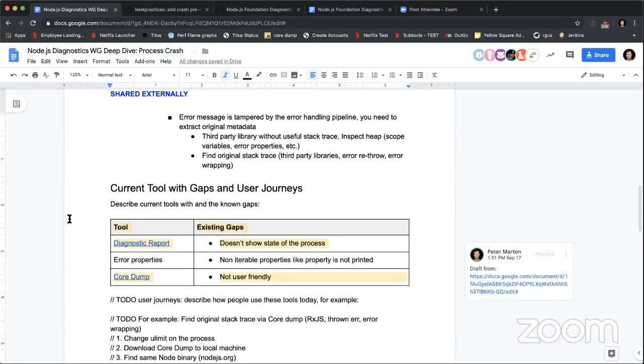Again, I was mainly working from what was in my head. At Netflix, we use core dumps heavily, meaning we are running our process with abort on uncaught exception. And we have a way to download the core dump and then analyze it, and we use it to find the original stack trace. It's usually useful when errors are tampered with, or at least that's the most common use case when we need to use it. I know IBM was heavily involved with the diagnostic report, and Ruben was involved with error properties. Do you want to talk about those tools, or are you more familiar with use cases?